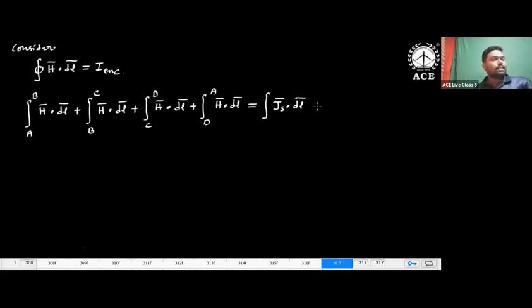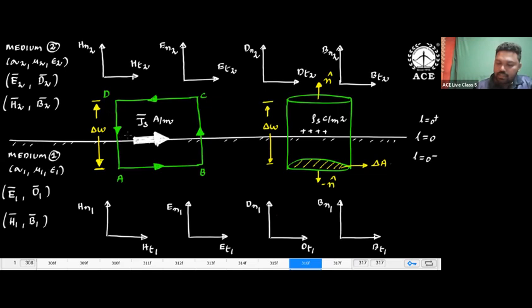Now our interest is, we want to find it for what? At the media interface, just above and just below the media interface. That means at the boundary interface or media interface. Our interest is just above and just below. So what should I do? I should make this delta W tend to 0. That means the integral B to C and the integral D to A will go to 0.